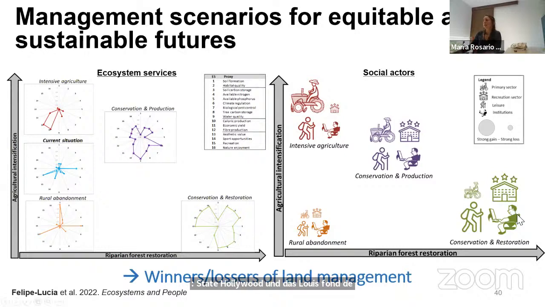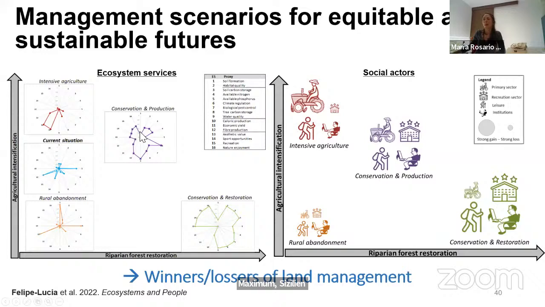For example, we can see that in the conservation and restoration, three of these icons are in a large size, but the primary sector here is smaller, meaning that they are losing from this situation. On the contrary, farmers would be winning from this intensive agricultural scenario, but the other actors, especially the recreation sector, would be losing. And then we have this intermediate scenario where the four actors are the same size, and this size is not the maximum size that we could get, so it's not a strong gain, but it's also not a loss.